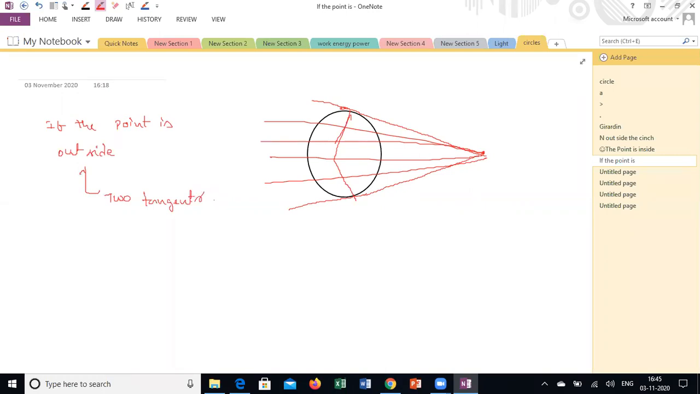So first we have to know whether the point is inside, outside, or on the circle. If it is inside, no tangents can be drawn. If it is outside, two tangents can be drawn. If it is on the circle, only one tangent can be drawn. Is it clear how we can explain the number of tangents to a circle?